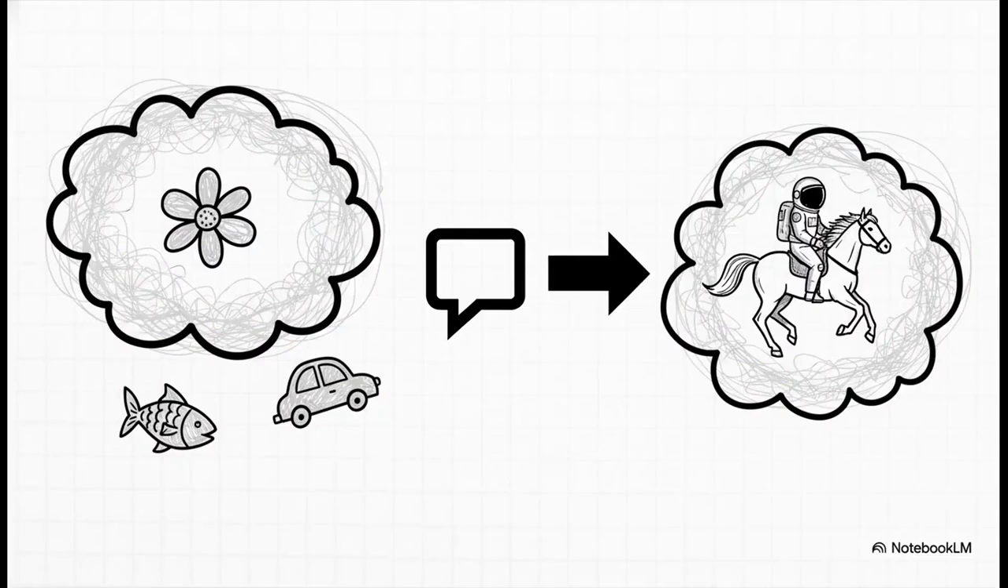Okay, problem 2, control. It's cool that the AI can pull an image out of static, but how do you tell it what to create? How do we make sure we get our astronaut on a horse and not a dolphin in a library?